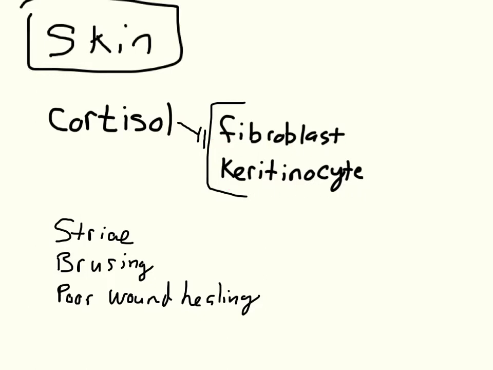You'll notice the effect of Cushing in the skin because cortisol is going to decrease the activity of fibroblasts and keratinocytes. With the fibroblasts decreased, you're going to have increased striae. Both of these things lead to increase in bruising and decreased wound healing. However, one of the key phrases in Cushing's is hyperpigmentation. How does that happen? Part of it is due to the striae.